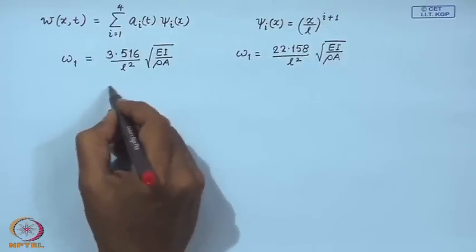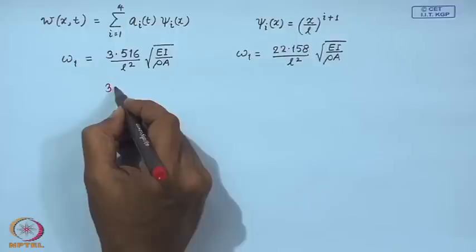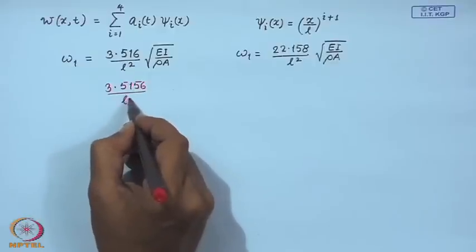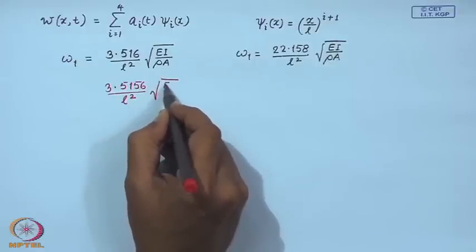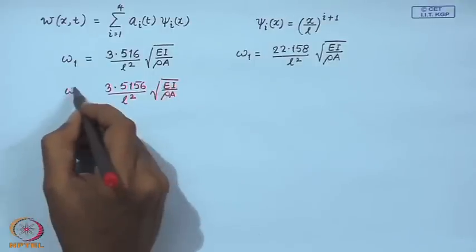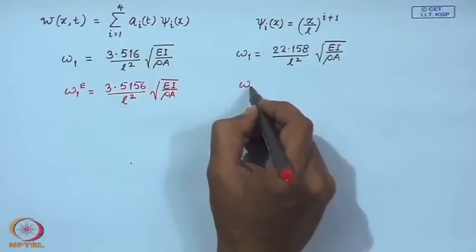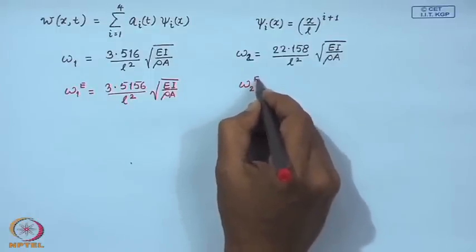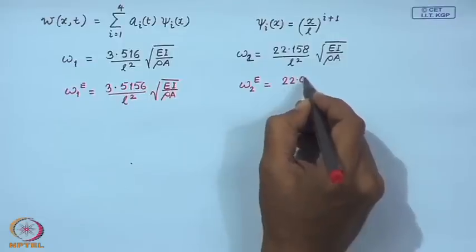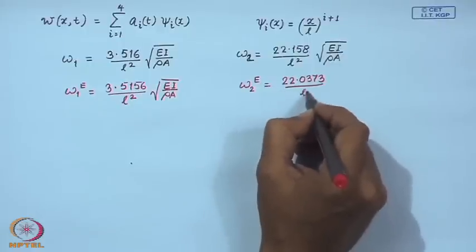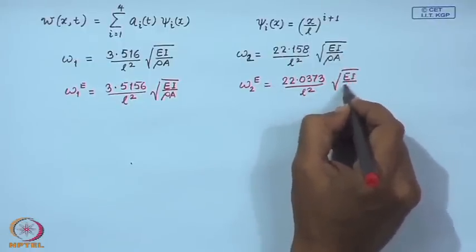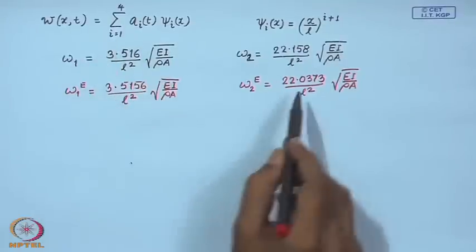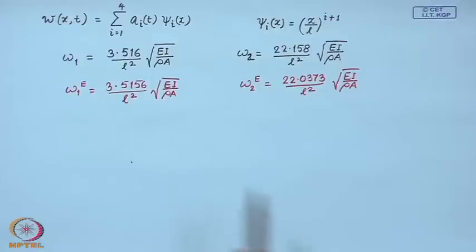and remember the exact was, so this one. So, now you can see that with 4 term expansion we have come pretty close to the exact solution.